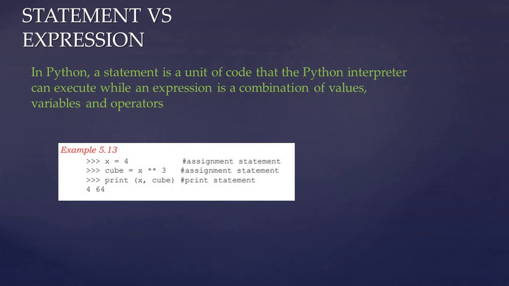Next, we talk about statement versus expression. A statement is a unit of code that the Python interpreter can execute, while expression is a combination of values, variables, and operators. So here is an example of a statement mentioned, where we are printing the cube of a number 4, which is 64.